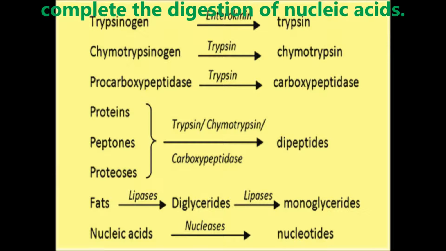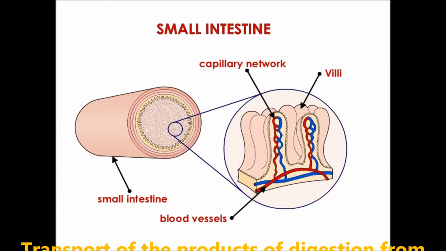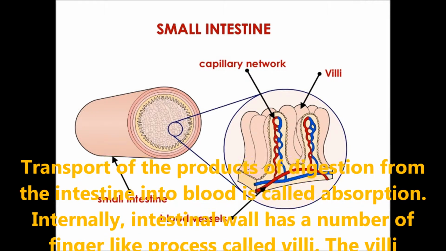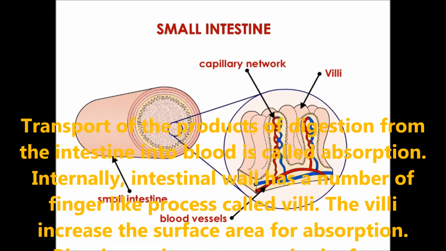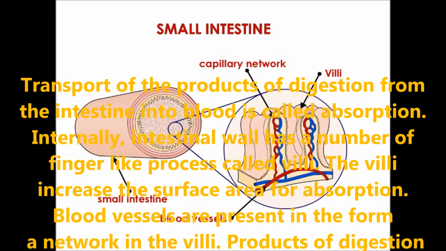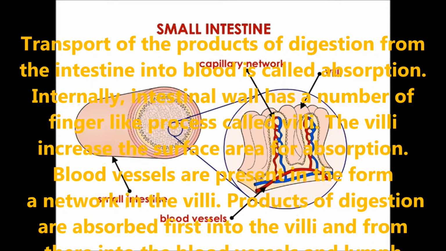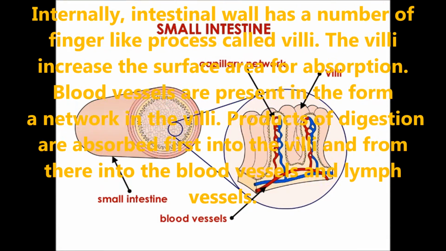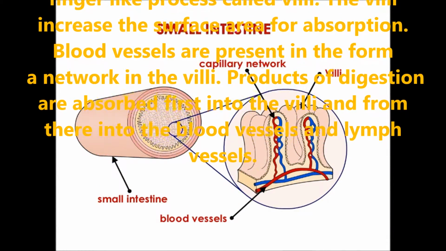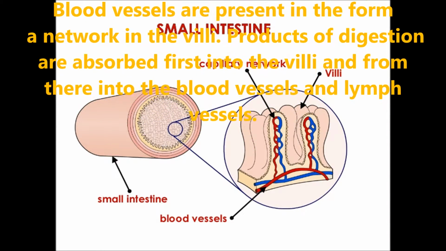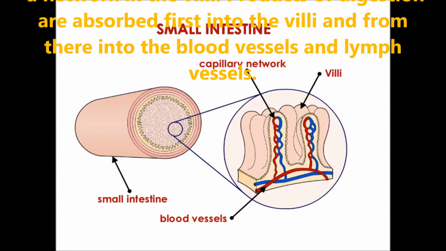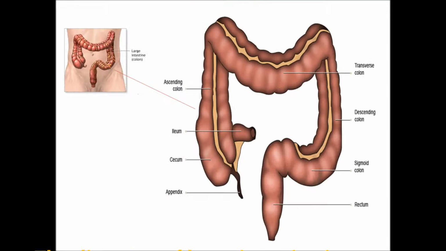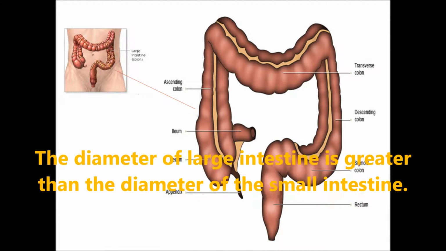Let us see how absorption is done in the intestine. Absorption means the transport of the products of digestion from the intestine into the blood, through the walls of the intestine. Internally, the intestinal wall has a number of finger-like processes called villi. The villi increase the surface area of absorption. The blood vessels and lymph vessels are present in the form of a network in the villi. The products of digestion are absorbed first into the villi and from there into the blood vessels and lymph vessels. After this, the food enters the large intestine.